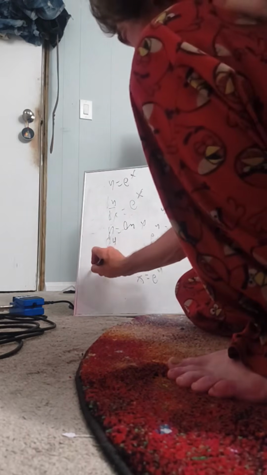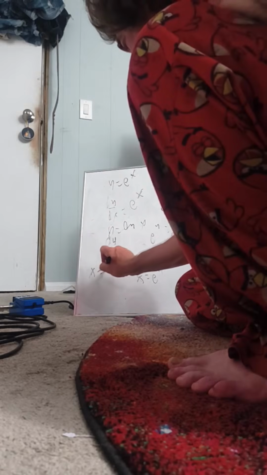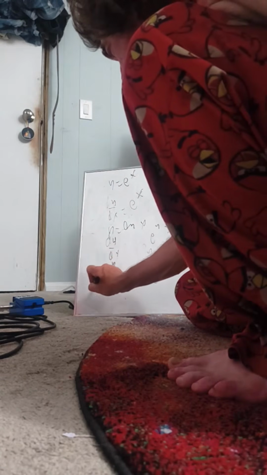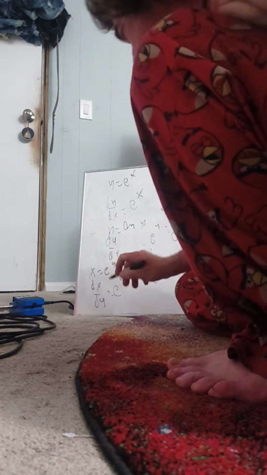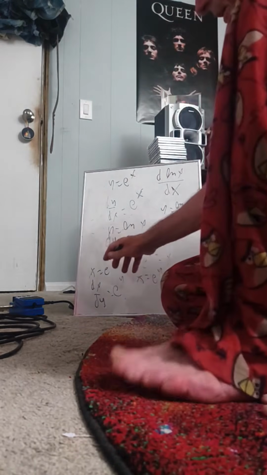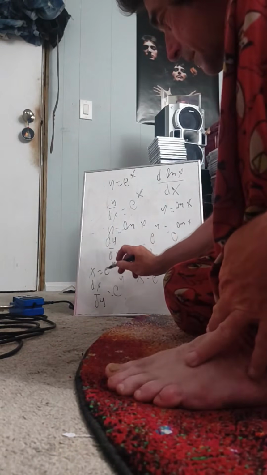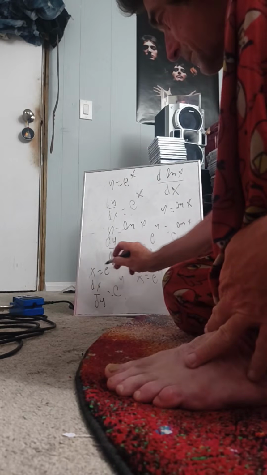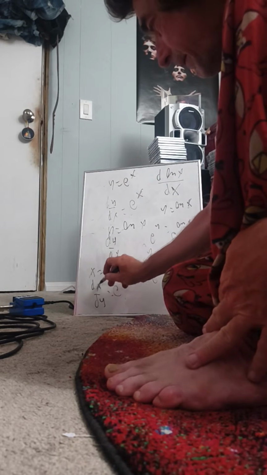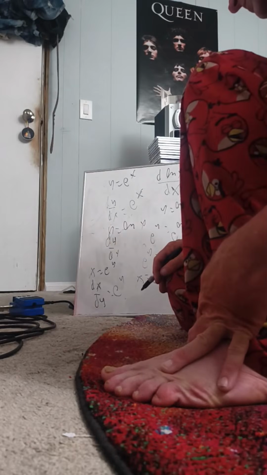Well, if x equals e to the y, then you know that dx dy equals e to the y, because we know the derivative of the exponential function is the exponential function itself. So you have dx dy equals e to the y. That's what I have there.